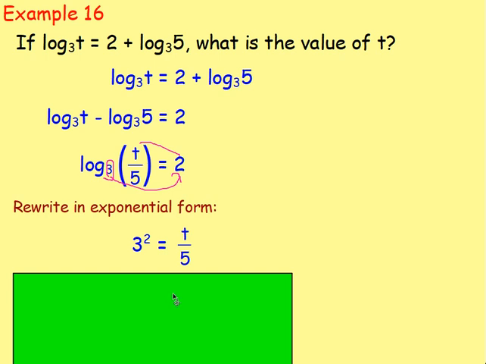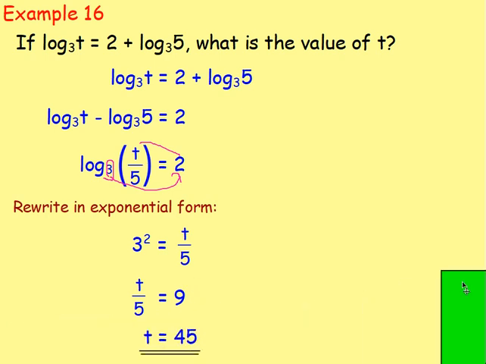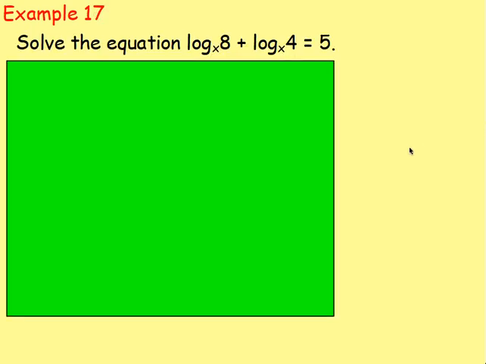Yeah, 3 squared, just work that out. 3 squared is obviously 9, so you'd have t over 5 equals 9. And then from there, to get the value of t, well, multiply both sides by 5. Therefore, t would equal 45. Woo! Next one, example 17.